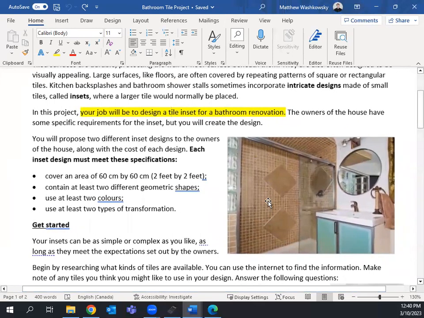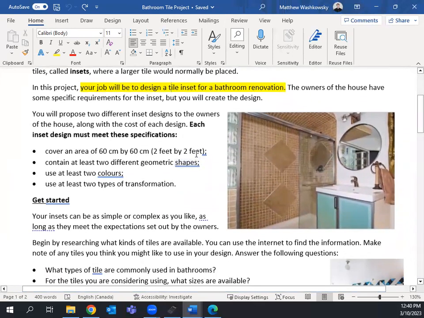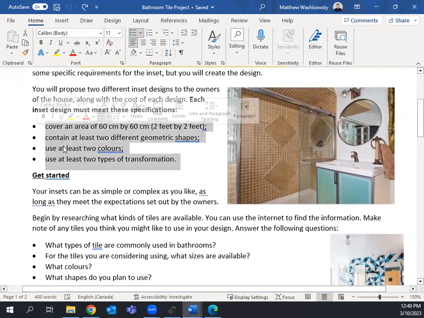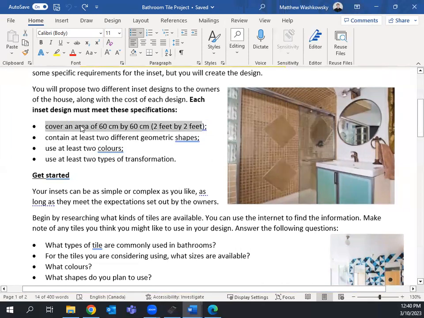What you're ultimately going to be doing is making a design that meets these specifications. It's going to cover an area of 2 feet by 2 feet. That's 60 centimeters by 60 centimeters. We'll go into details of how you get this stuff.